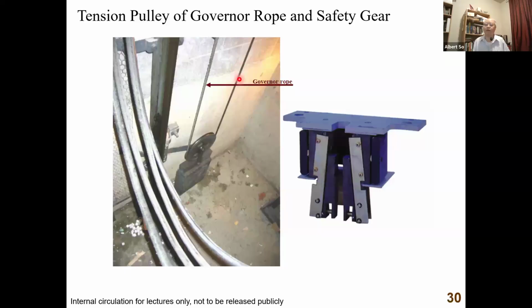Okay. So you need to make sure it's always straight. So you need a tension pulley. Okay. This tension pulley tries to pull the rope downward. Okay. Tension pulley. Now this is a safety gear.